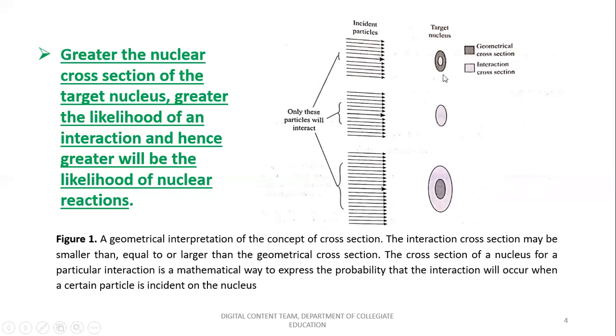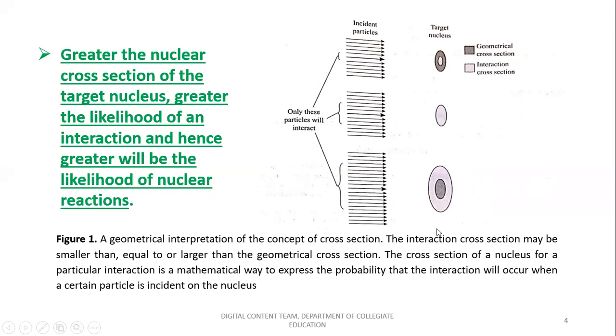So when you consider the geometrical size of the nucleus and the interaction cross section, in the first case, the lighter region is inside the actual geometrical size of the nucleus, so you can see that the interaction cross section is smaller than the geometrical cross section of the nucleus. In the second case, the interaction cross section and the geometrical size of the nucleus are the same, so both the circles overlap. And in the third case, the interaction cross section is larger compared to the geometrical cross section of the nucleus.